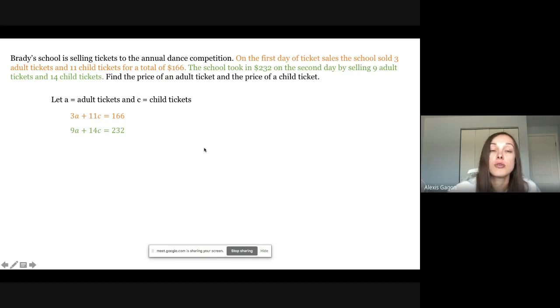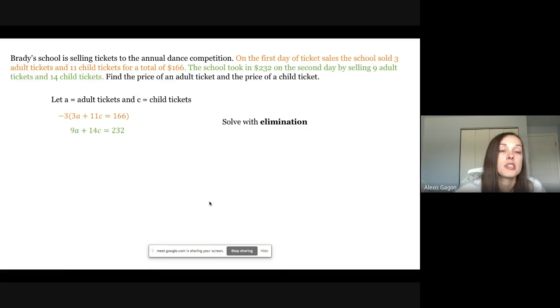And then we just have to choose a variable to eliminate. 3 goes into 9, 11 does not go into 14, so I'm going to eliminate my A's here. So I'm just going to multiply that top equation by -3, because I always want them to be different signs. It's a little bit easier if they're different signs, and then you can just add. So if we multiply that, we get -9A minus 33C equals -498. The biggest mistake I see here is a lot of people will multiply the first 2, but they'll forget this last one. So just don't forget the last one.